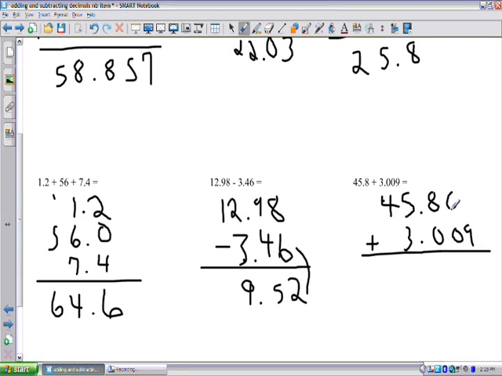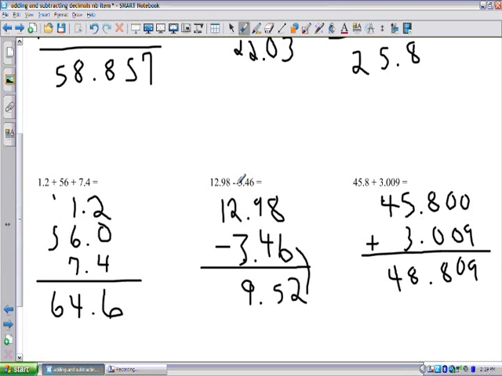Okay, put my placeholder zeros in. 0 plus 9 is 9. 0 plus 0 is 0. 8 plus 0 is 8. Bring my decimal down. 5 plus 3 is 8. Bring my 4 down. I get 48 and 809 thousandths.